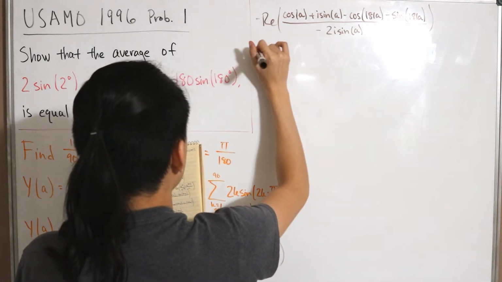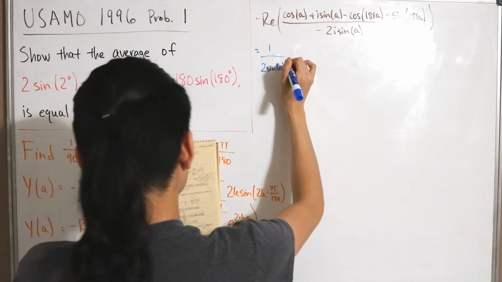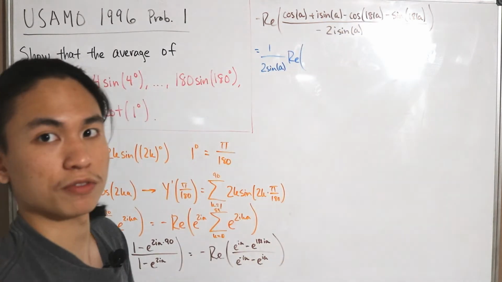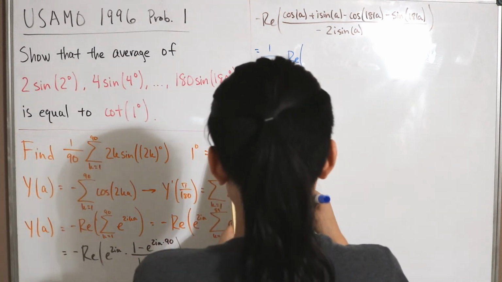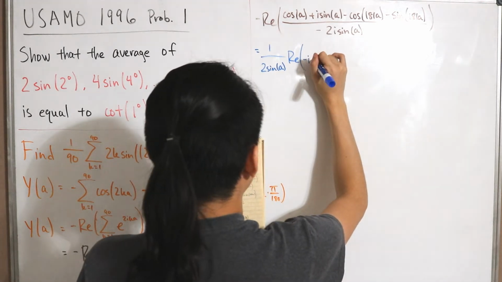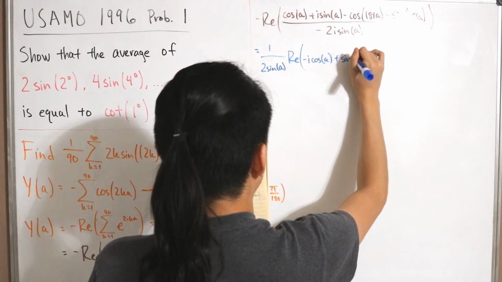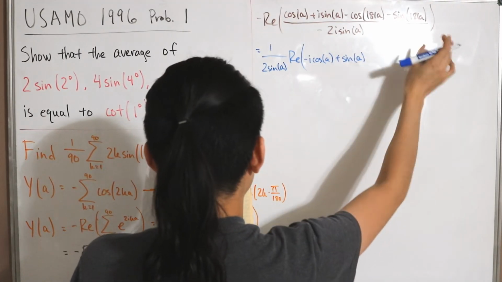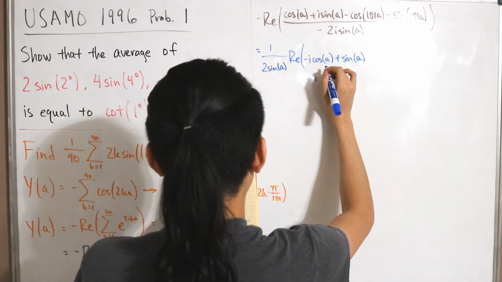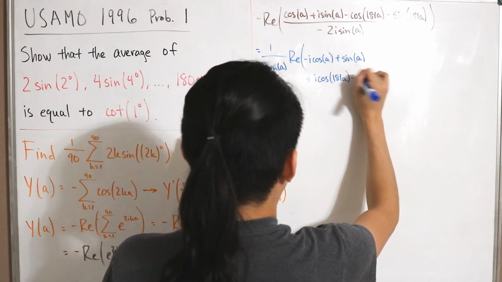So let's see, we have 1 divided by 2 times sine of a. Then we have the real of, everything is in terms of the negatives, so this is going to give us negative i times cosine of a. Then add this with sine of a. I need to move on to the next line since there's a little glare over here. So plus i times cosine of 181a, and then subtract sine of 181a.